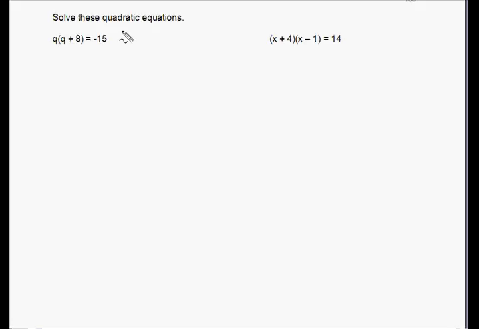Let's solve these quadratic equations. First one, q times q plus 8 is equal to 15. Notice that this is not equal to 0, so we're not going to set each factor to 0. We're going to use the distributive property and clear out the parentheses.